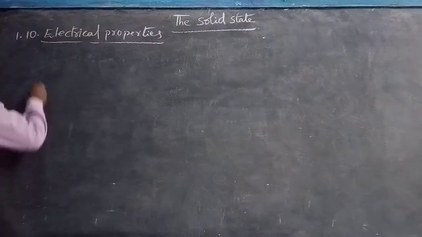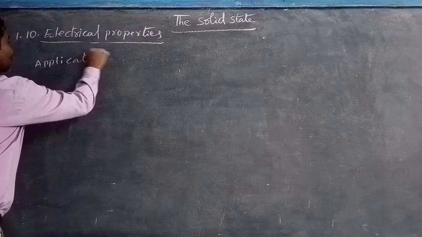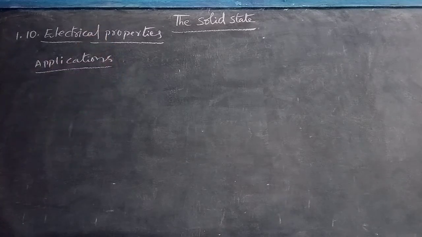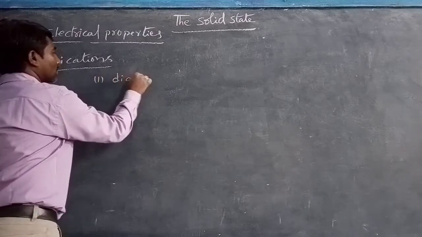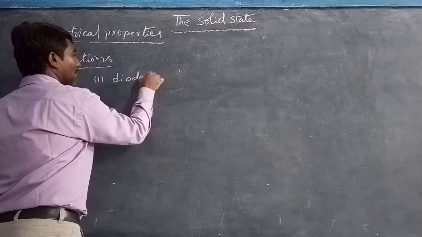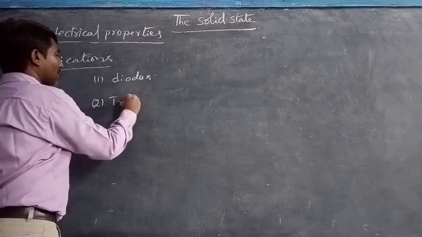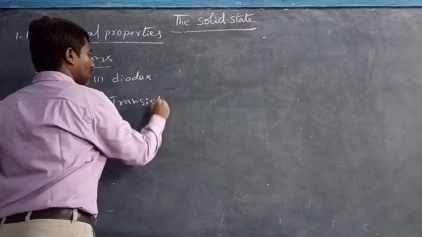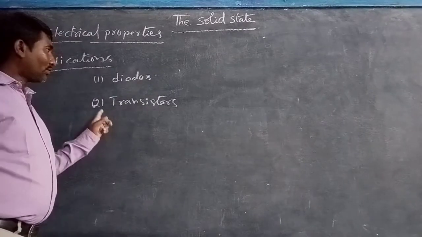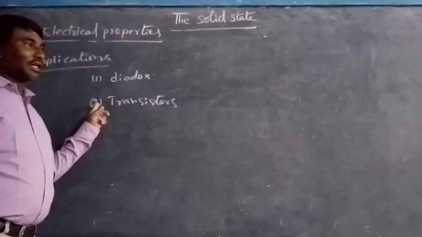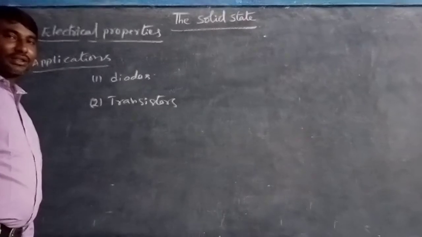Then applications of semiconductors. Generally, semiconductors have many uses. They are used for making diodes, maybe photodiodes, whatever it may be. Another one is transistors. We mainly use them like this, and you may read the applications in brief in the NCERT textbook.